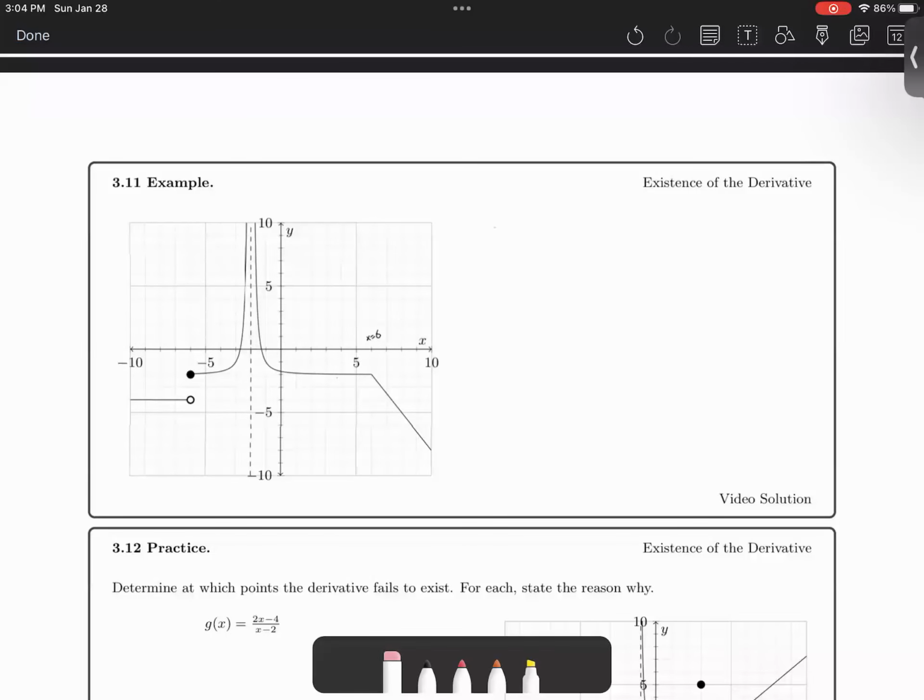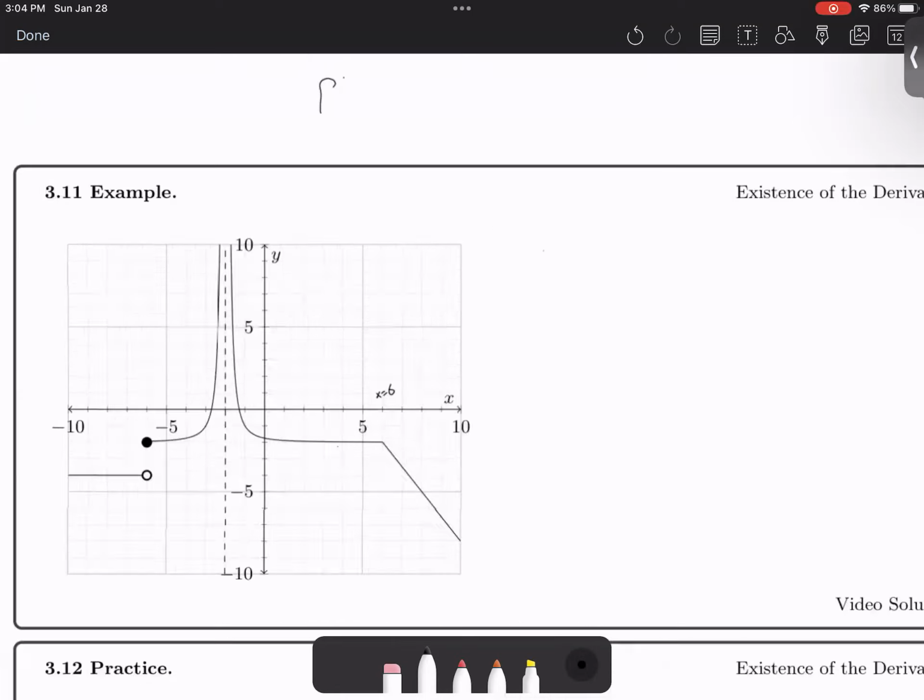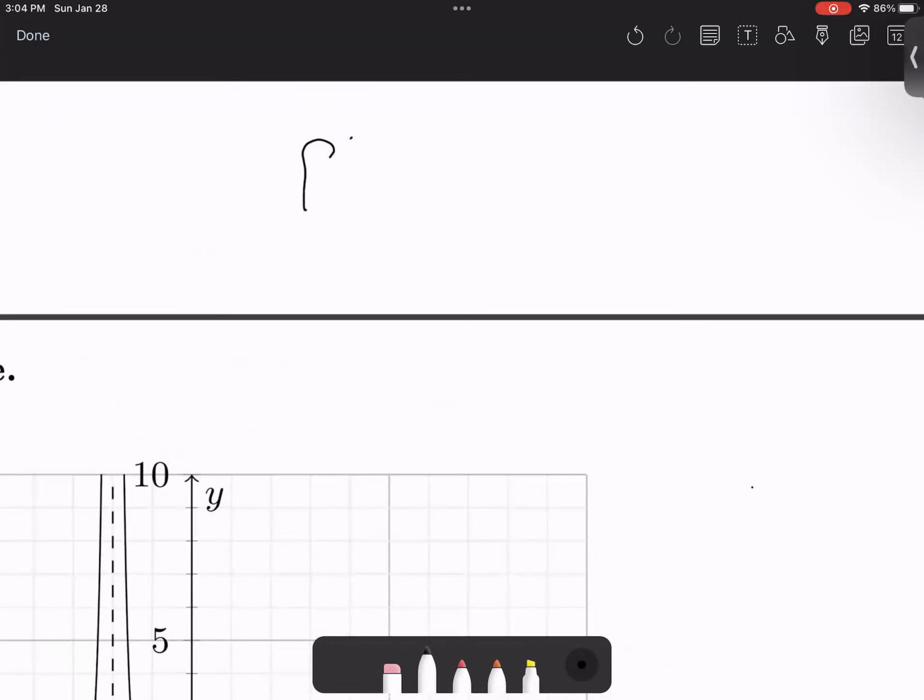Let's think about the existence of the derivative or the continuity of the derivative function. So remember, let's go back to the definition of the derivative. A function f of x has a derivative f prime of x, which is defined as the limit of secant lines, or sorry, the limit of the slopes of secant lines. Right? It is the slope of the tangent line.